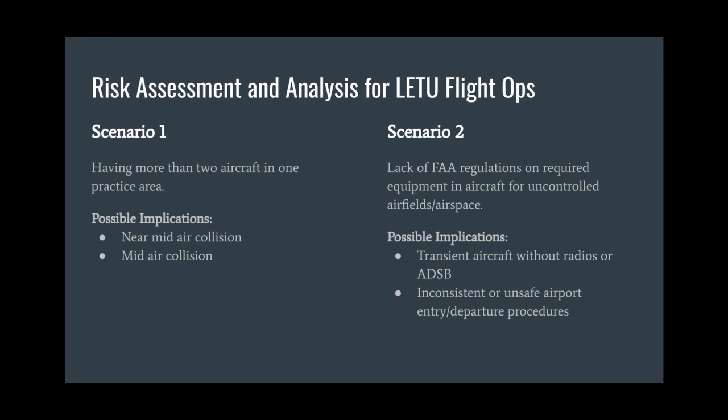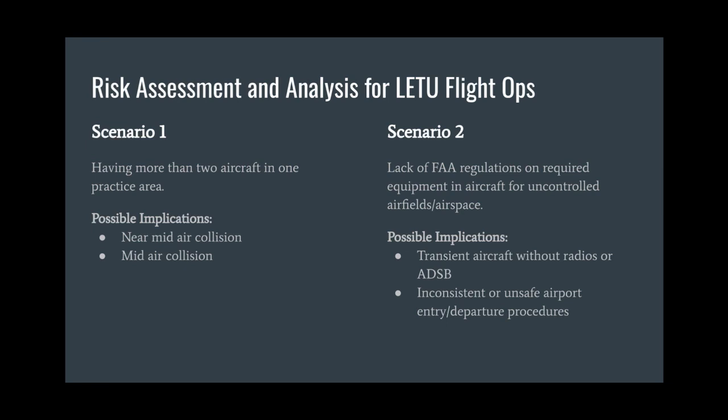Scenario 2 is going to fall along with dealing with the risk or hazard associated with lack of FAA regulations on required equipment for aircraft in uncontrolled airspace, Class Golf airports, Echo airspace below 10,000 feet, a lot of airspace in the country where aircraft are not required to have ADS-B or radios.